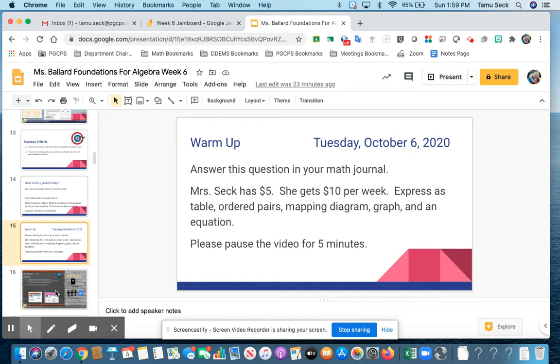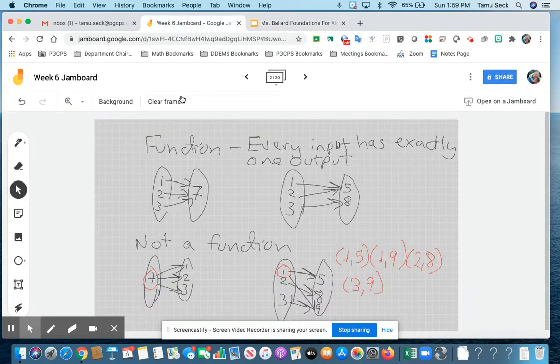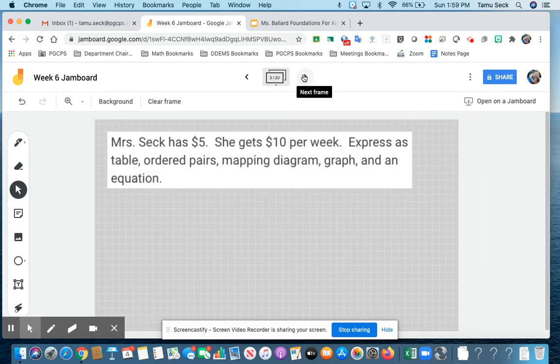Okay. Miss Sek has $5. She gets $10 per week. Express as a table, ordered pair, mapping diagram, graph, and as an equation. So we're comparing the number of weeks with the amount of money. Miss Sek begins with $5. Every week she adds $10.